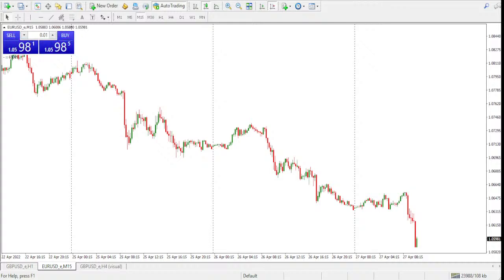So I'd like us to start by looking at the chart on our screen. This is Euro USD.